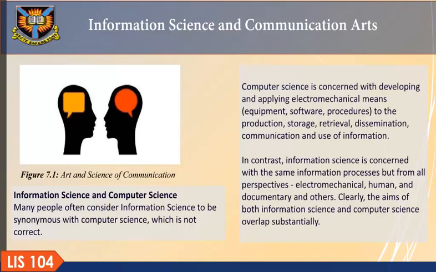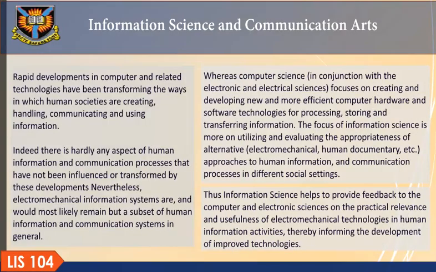Clearly, the aims of both information science and computer science overlap substantially. Rapid developments in computer and related technologies have been transforming the ways in which human societies are creating, handling, communicating, and using information. Indeed, there is hardly any aspect of human information and communication processes that has not been influenced or transformed by these developments. Nevertheless, electromechanical information systems are and would most likely remain but a subset of human information and communication systems in general.